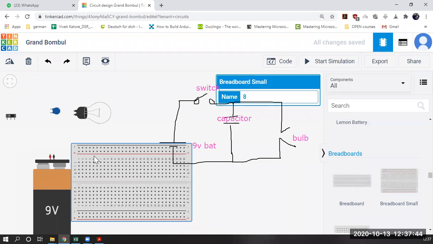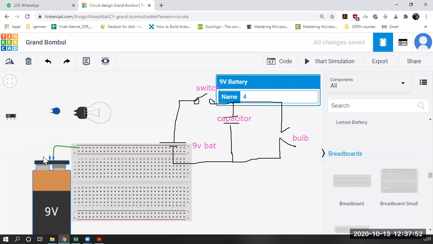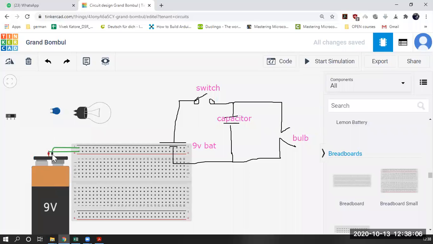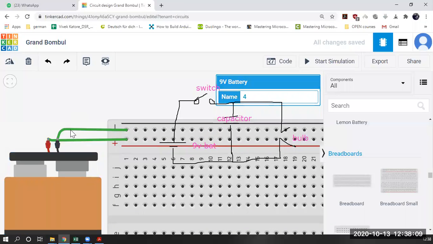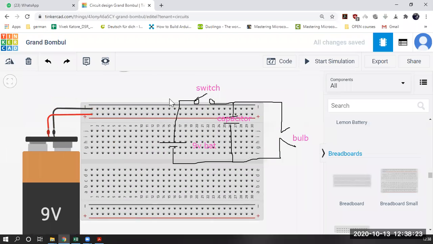So the negative side I will connect here, right? And the positive side will be here. Okay, so it's easy. So this side is what? This is the negative side. So just change its color to black and this color to red. Okay. So we are done with the power line. Okay.